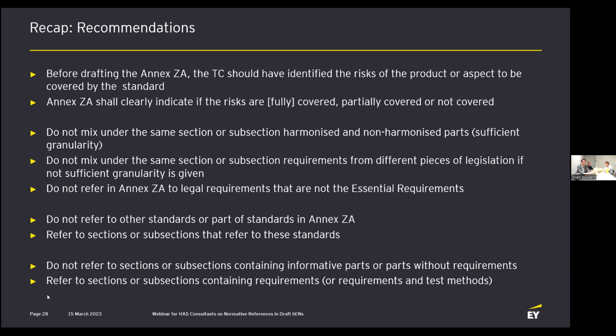The Annex Z, moreover, should also clearly indicate if the risks are covered, partially covered, or not covered. As a consequence, the user of the standard will know that, provided the standard is cited in the Official Journal, and provided that there are no restrictions in the citation of this standard, then the user may gain presumption of conformity according to the aspects that are covered by the standard.